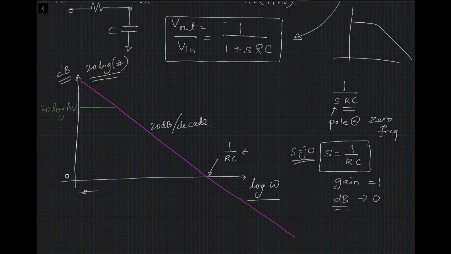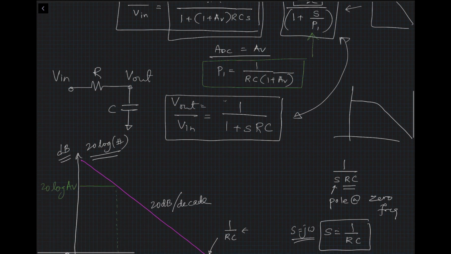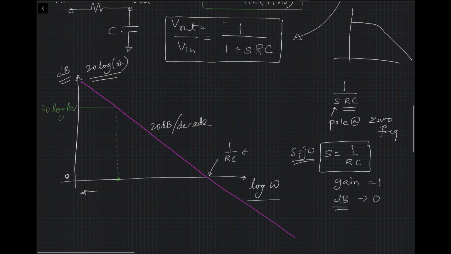All right. And then this particular frequency that we are talking about would become your first pole that you encounter, which is this pole frequency P1, given by this particular expression. So we can say that this frequency omega here is equal to 1 divided by (1 plus AV) times RC. That would be the first pole, P1.